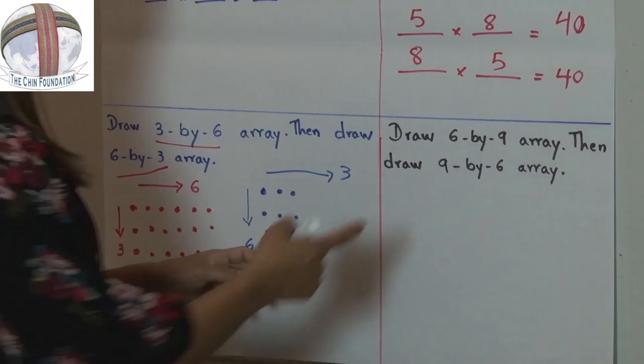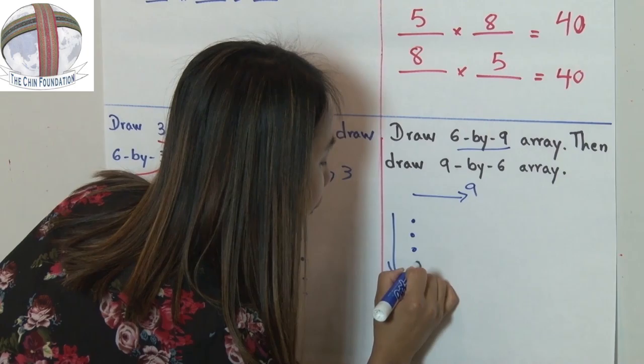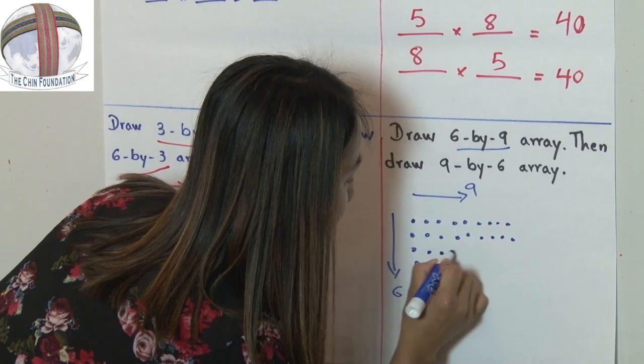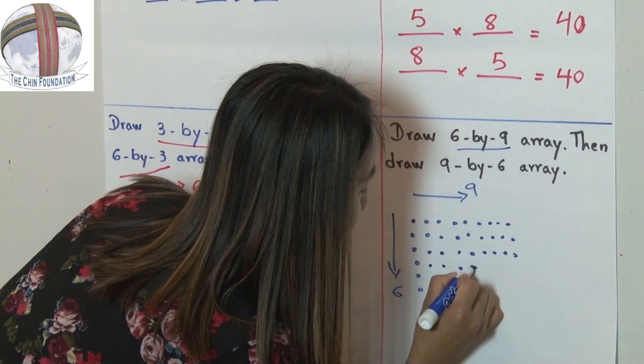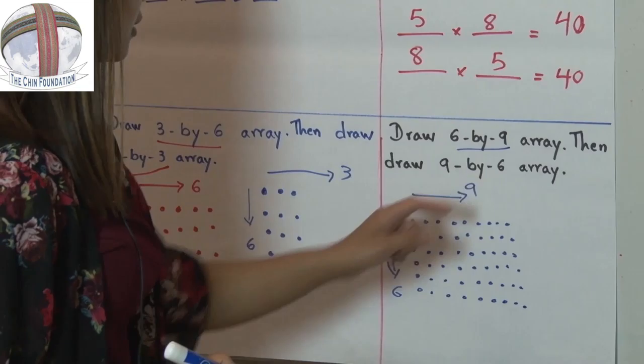Draw a 6 by 9 array. Okay, let's draw this first. 6 is down. 9 is across. 1, 2, 3, 4, 5, 6. 1, 2, 3, 4, 5, 6, 7, 8, 9. Okay. So this time it's 9 by 6.